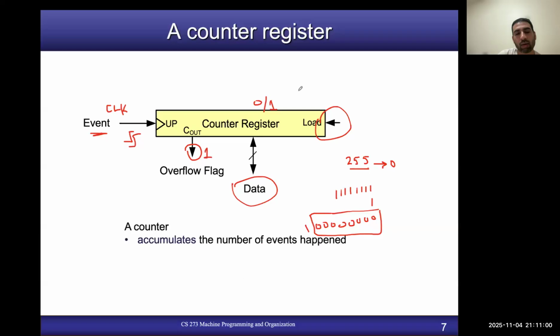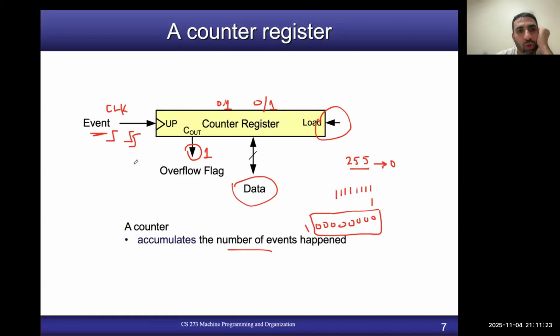Okay. So that is a counter. What is the job of a counter? It accumulates the number of events that happened. For example, if you started from 0 and every time there is an event happening, this 0 will be incremented. So at any given time, by looking at the value of the counter register, you can tell how many times the event has happened, right?